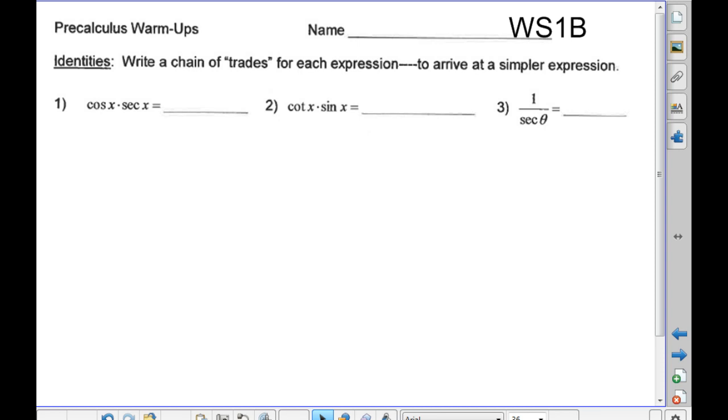How about if you do the first three on your own, and I'll call on a couple people in a minute. See if you can figure out what those first three should simplify to. Anyone tell me what they did on the first one and explain it as you went? What did you trade out? Right, secant is just 1 over cosine.